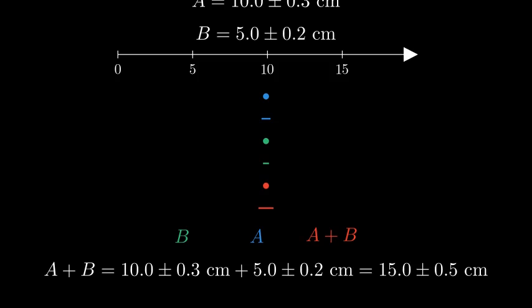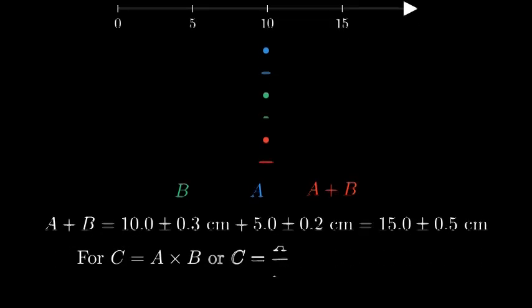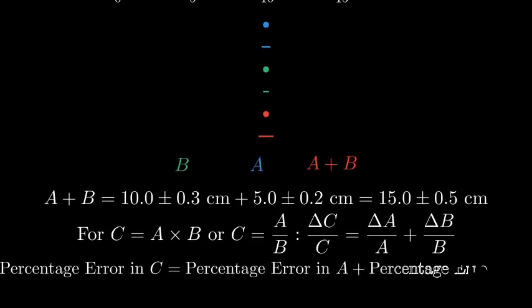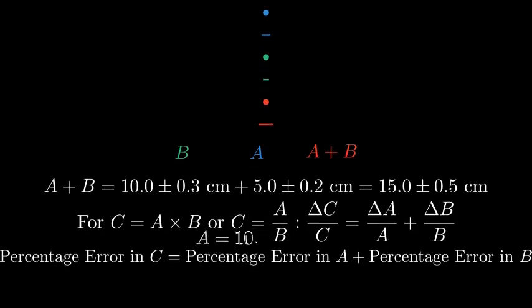What about multiplication and division? When we multiply or divide measurements with uncertainties, the relative errors add up. For multiplication or division, the relative error in the result is the sum of the relative errors of the individual measurements. Let's see an example.